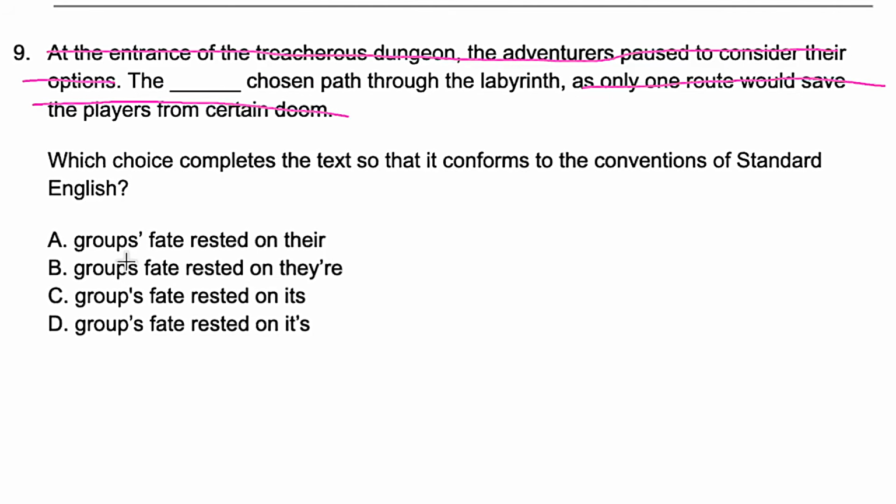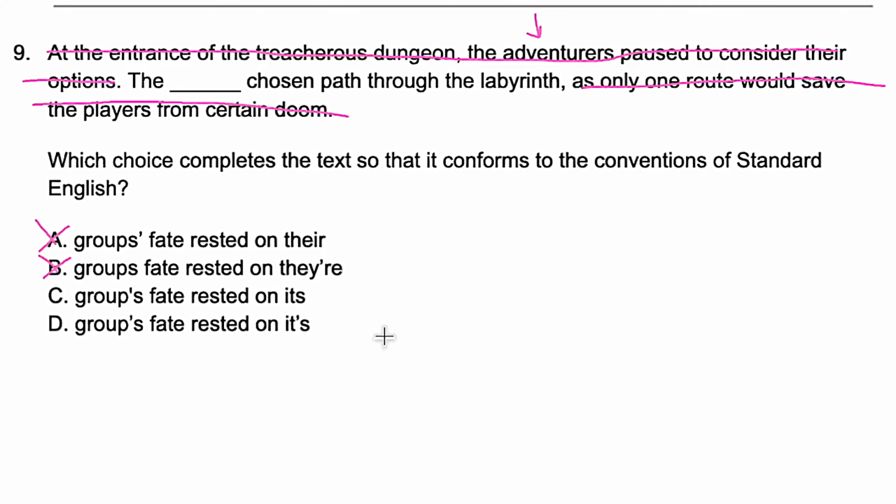Does the fate belong to the group or the groups? Yes, so it's going to be possessive, so definitely not B. And do we have more than one group? Well, it says the adventurers. We can infer that the adventurers are in this one group together. So it's going to be singular possessive. So we'll get rid of A.